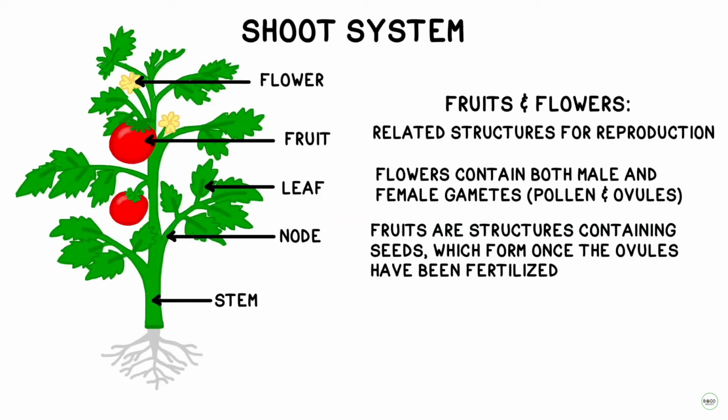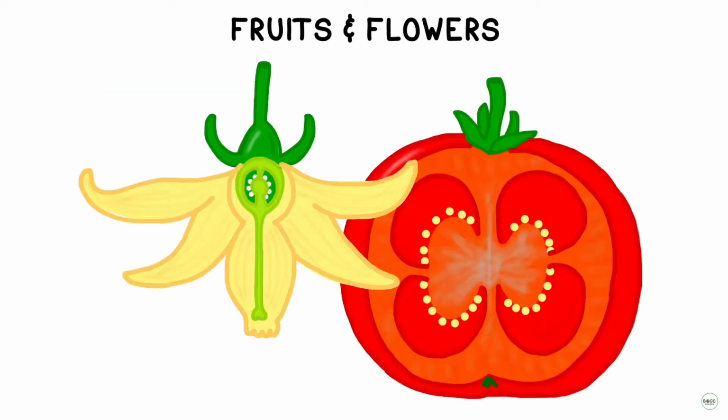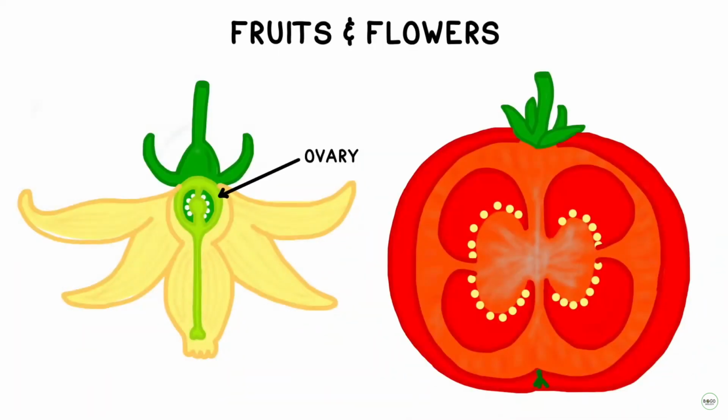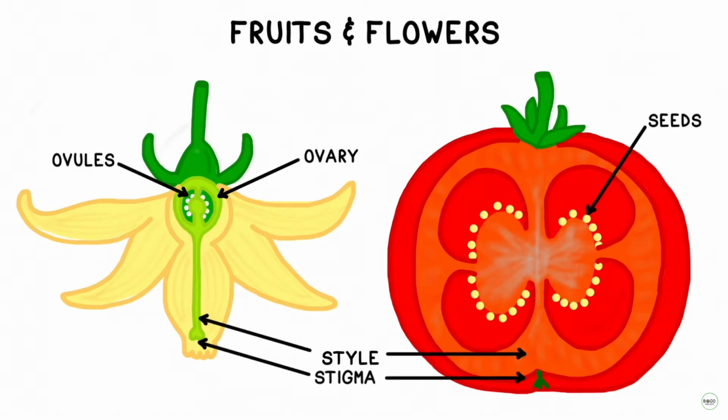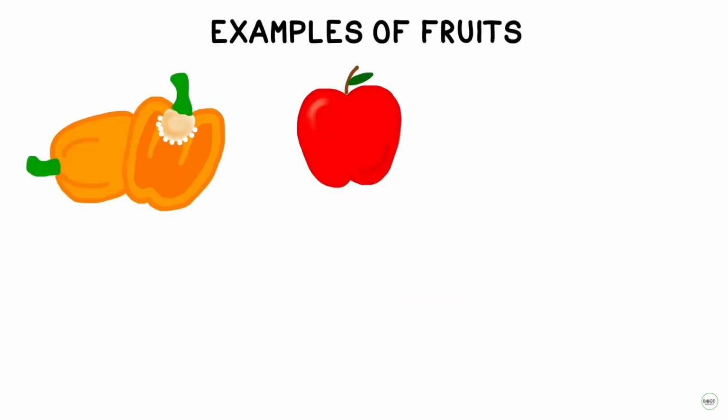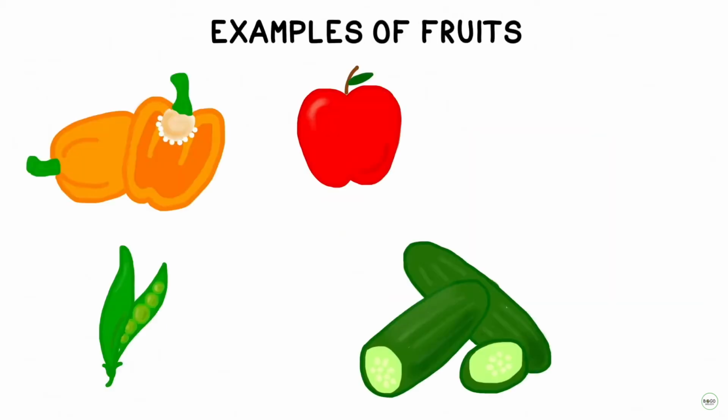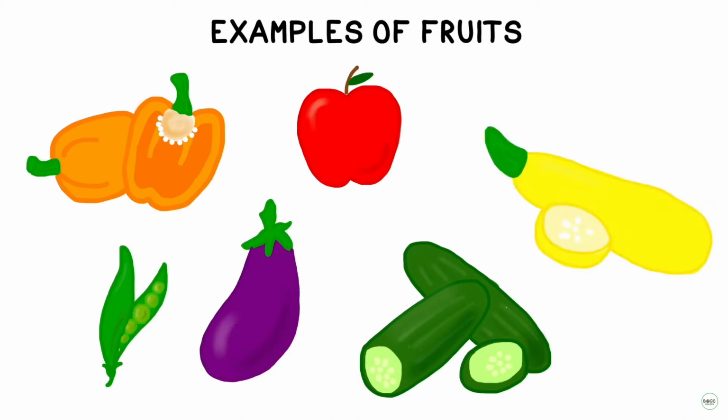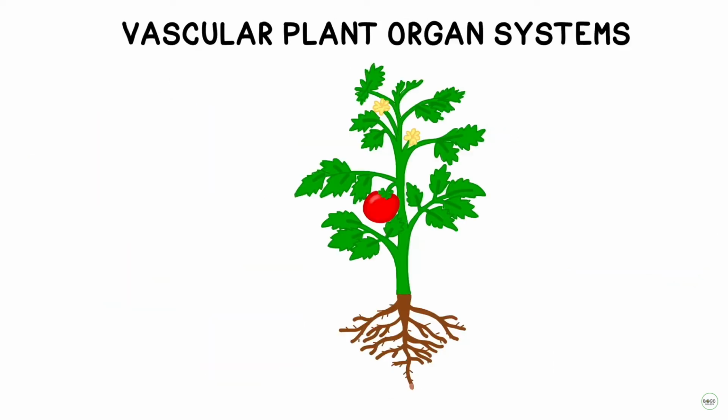Fruits are structures containing seeds, which form from the ovary at the base of the flower once it has been fertilized. Notice how the structures of fruits and flowers are quite similar. After the ovules are fertilized, the petals drop away and the ovary swells and grows into a fruit containing the seed or seeds. Apples, bell peppers, pea pods, cucumbers, eggplants, squashes, and more are technically all fruits. This is because they developed from the mature center of the flower.